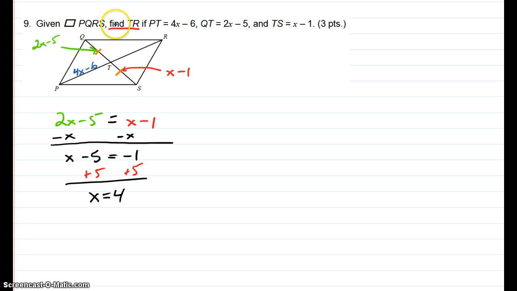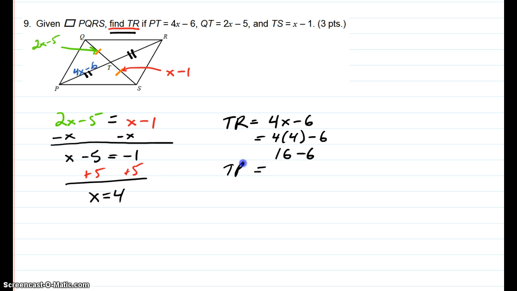So you have to remember that the question said find TR. So TR is going to be this piece. Well, like we said earlier, the diagonals bisect each other, so that means that TR is going to equal 4x minus 6 because it's going to equal this piece. So TR is going to have the same measurement, 4x minus 6. And now that we know that x is 4, we can plug the 4 in and figure out what TR is. So we get 16 minus 6, so TR is going to equal 10.